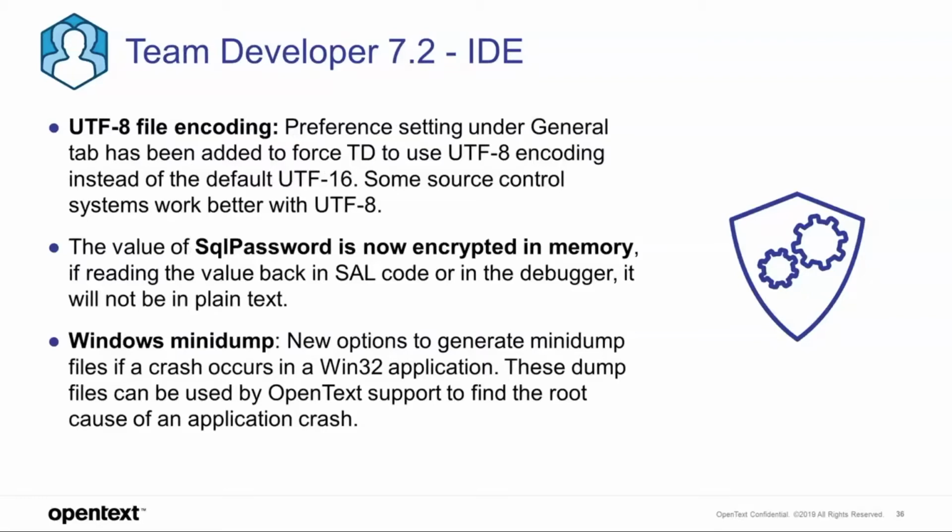A security feature is that the value of the SQL password variable is encrypted in memory. So if you read the memory of an application at runtime, you won't be able to read any passwords. And we do have a Windows mini dump, which is a debug feature that can be used by OpenText support to find the root cause of an application crash, for example.